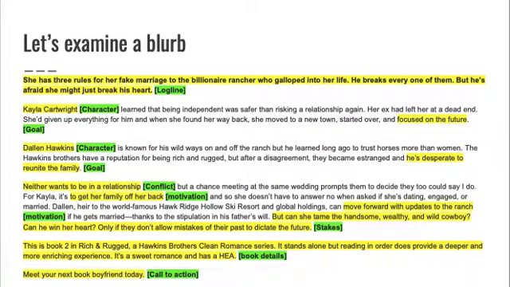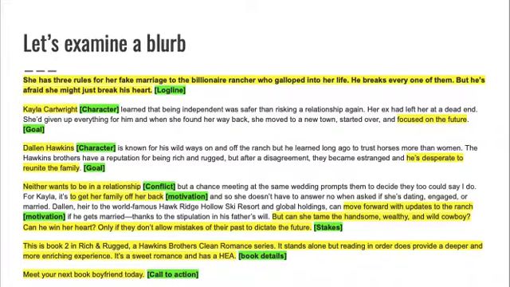Dallin Hawkins' character is known for his wild ways on and off the ranch, but he learned long ago to trust horses more than women. The Hawkins brothers have a reputation for being rich and rugged, but after a disagreement, they became estranged, and he's desperate to reunite the family. That's his goal. Neither wants to be in a relationship. Here we have the conflict.